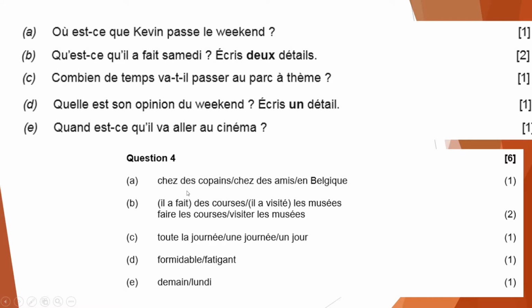This is just what they gave for the set answers. Okay? Qu'est-ce qu'il a fait samedi? So what did he do on Saturday? Okay? He did. So you could have put il a fait instead of j'ai fait. Shopping, des courses. Or you could put it in the infinitive, faire les courses. You didn't have to put that. You could just put des courses. You could put he visited, il a visité museums. Or you could just put les musées. Or in the infinitive, visiter les musées. If you put I visited museums or I went to shops and did shopping, then you wouldn't get the mark.